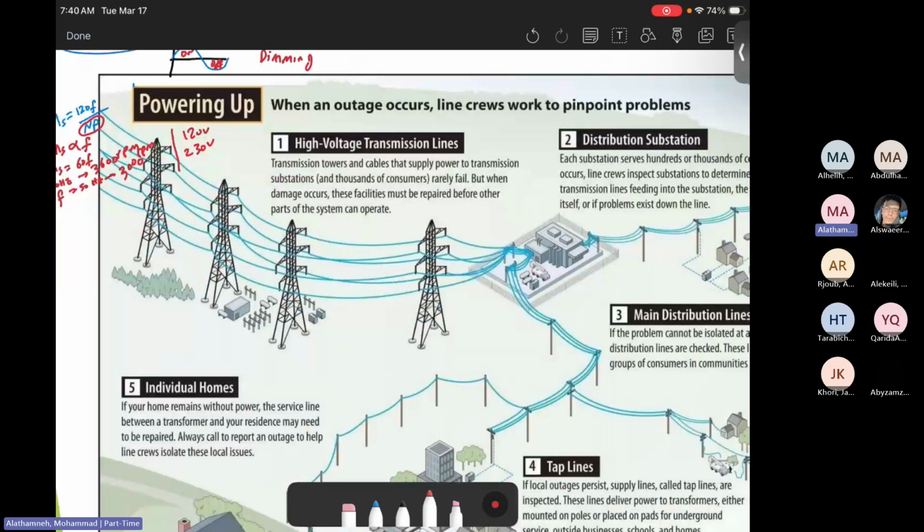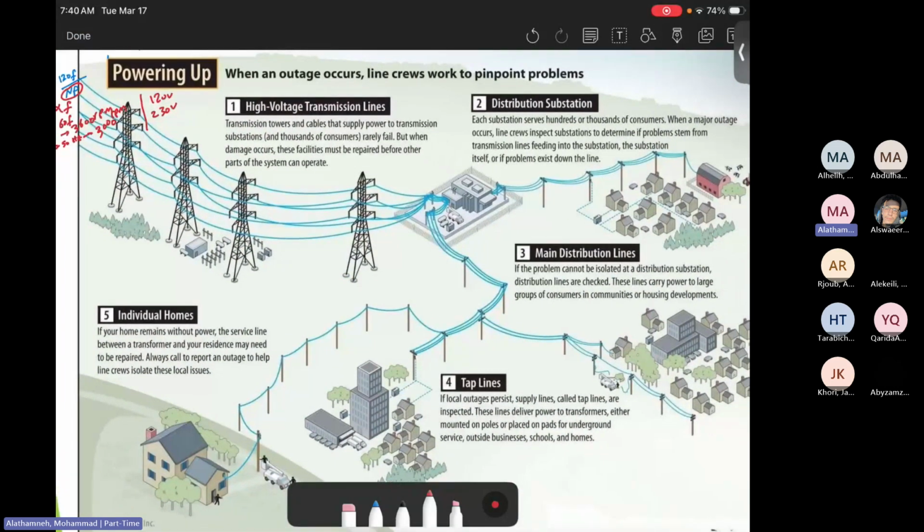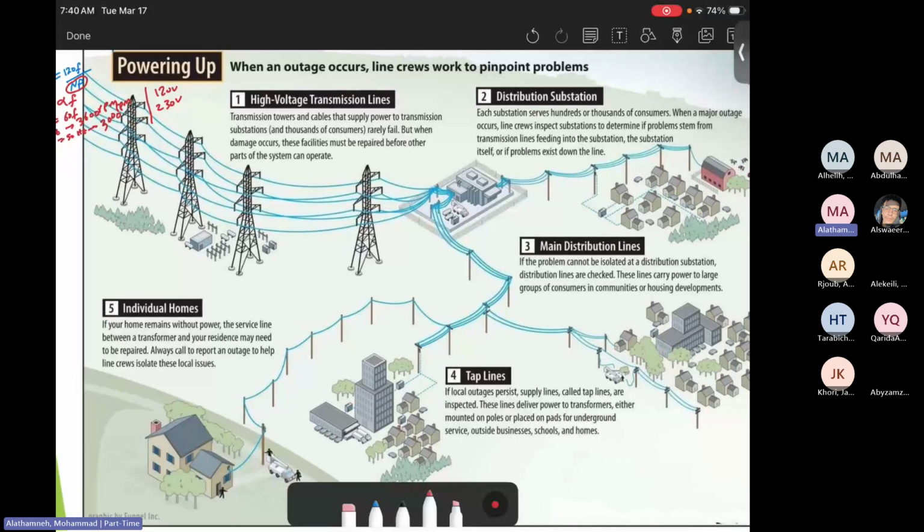Here is the plan. How is the power transmitted? You see the towers. These towers are the high voltage and extra high voltage, which is associated with the transmission.